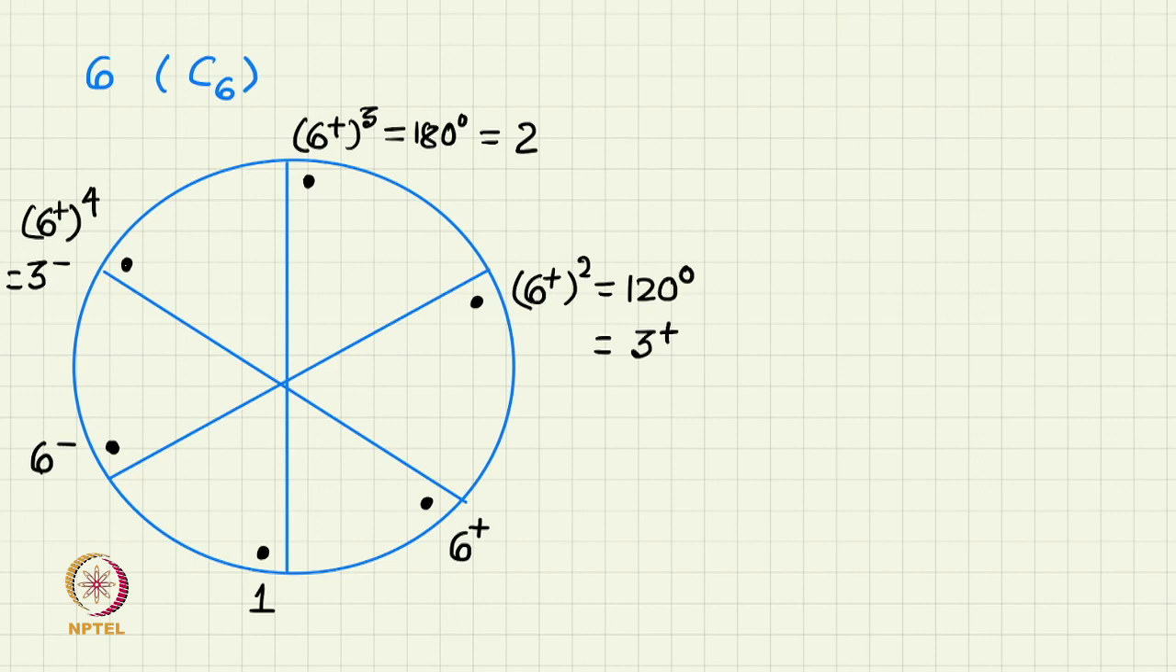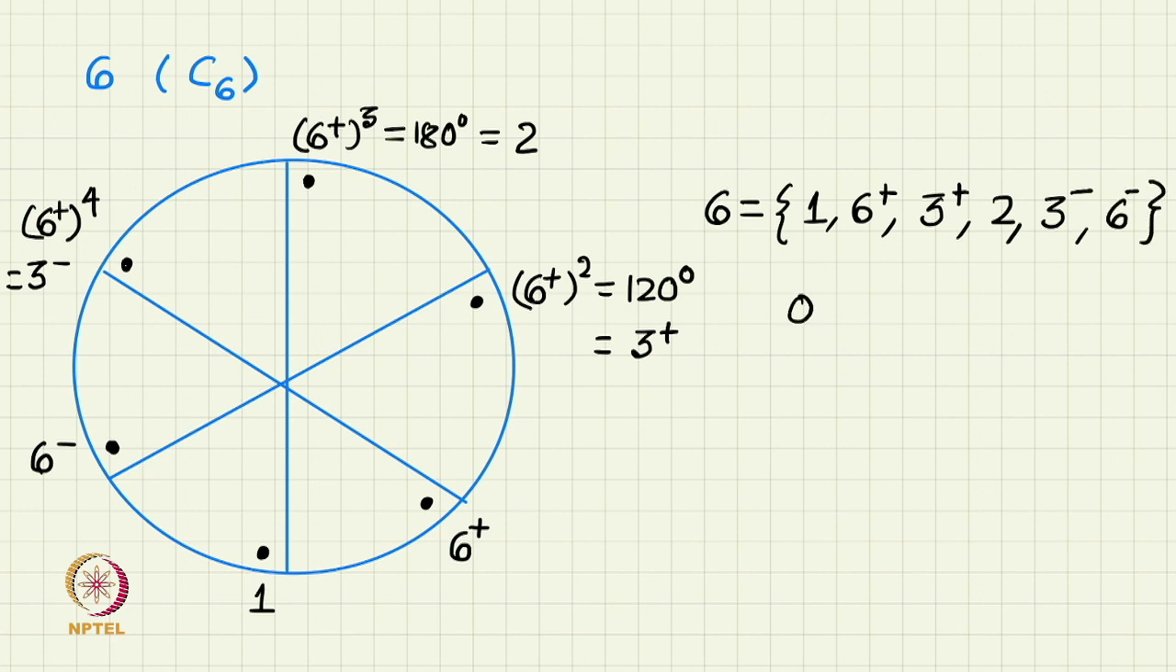So, we can write the group. You can see again 6 equivalent positions, 6 operations. So, the group 6 is 1, 6 plus, and then 3 plus, 2, 3 minus and 6 minus. The order is 6.